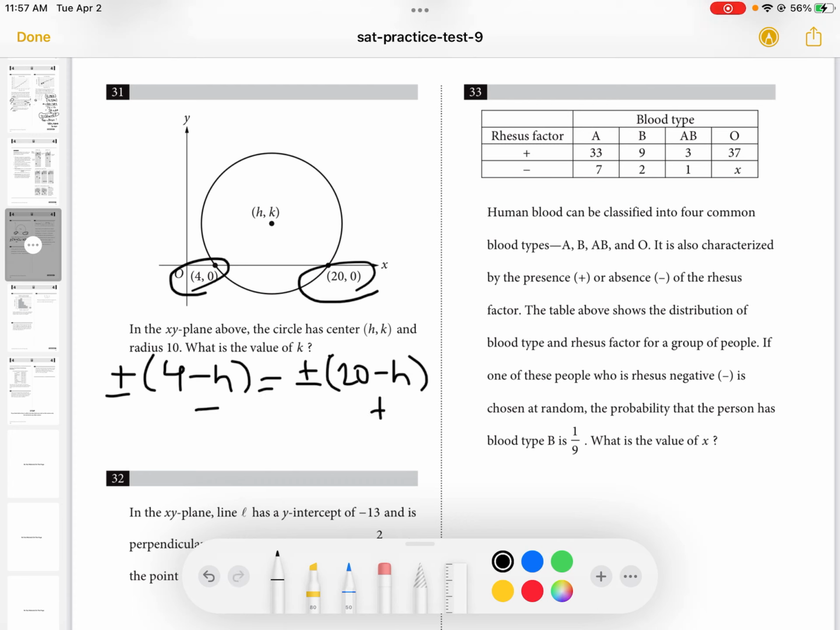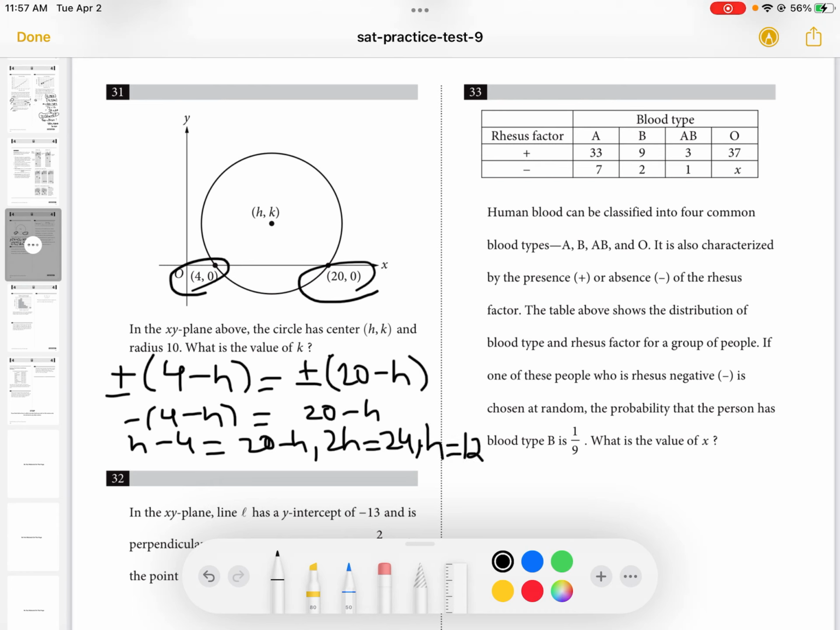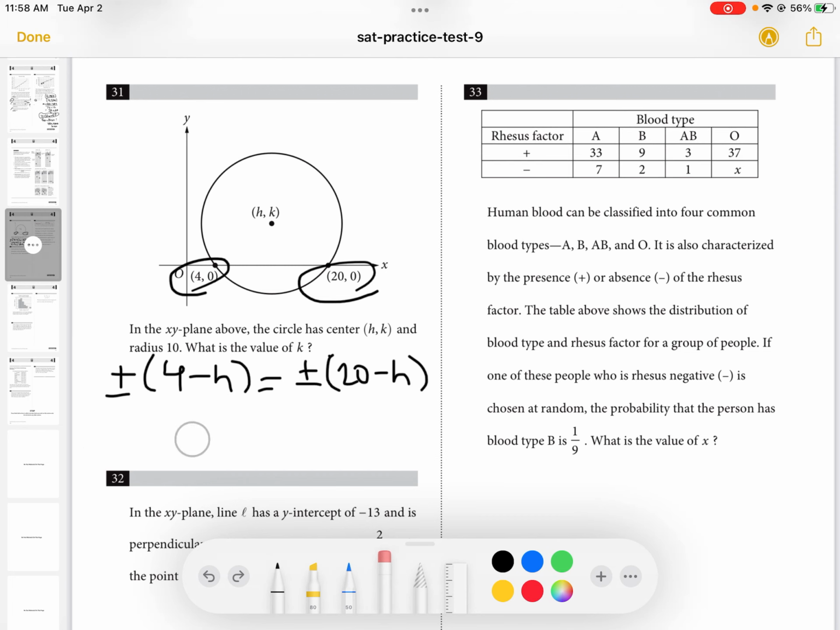So it's either this is negative and this is positive, or that's positive and that's negative. So let's work with the first case. We have negative 4 minus h is equal to 20 minus h. So that becomes h minus 4 is equal to 20 minus h. 2h is equal to 24. And then h is equal to 12. Okay, so we get h is equal to 12 for the first case.